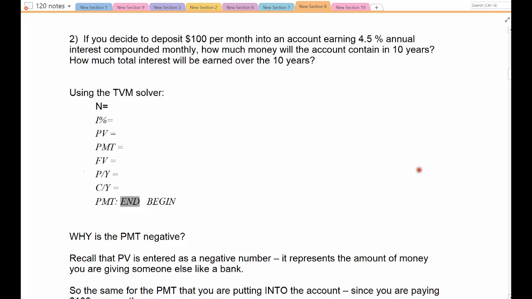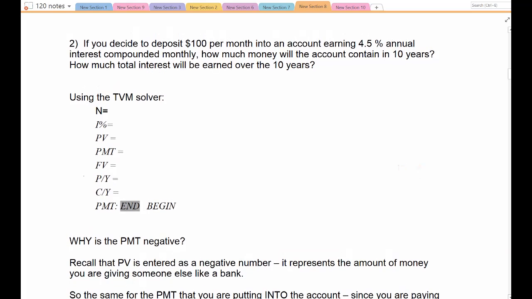Now the calculator part. Remember, the calculator is solving that formula, but it's a program, so I have to make sure I carefully plug it into the program. It's the same place as before: under the app key, finance, go into the TVM solver, and we have all the same things that we did before.